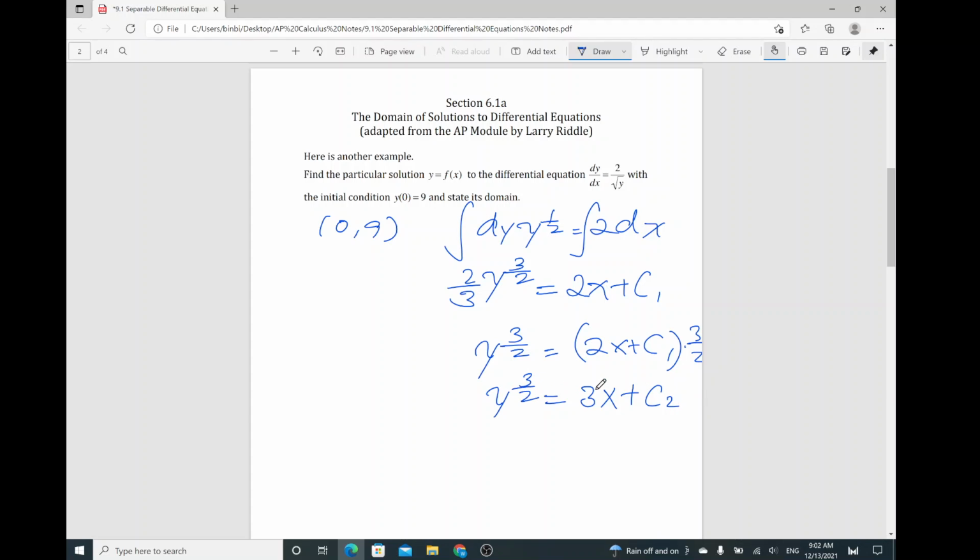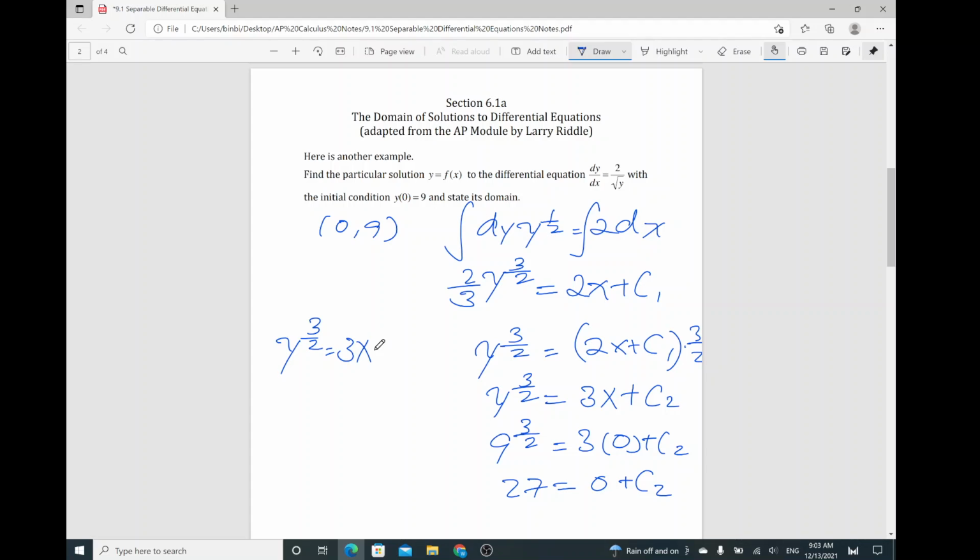At this moment, you might be considering solving for c2 first by plugging in the initial condition. We can certainly do that. Plug in 9 for y, so y to the power of 3/2, which is the square root of 9 to the power of 3, that is 27. That equals 3 times 0 plus c2. So c2 equals 27, and that means the equation is written as y to the power of 3/2 equals 3x plus 27.